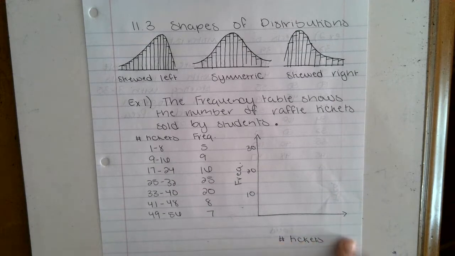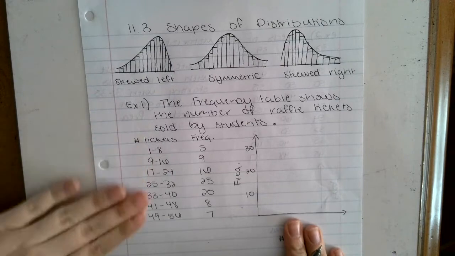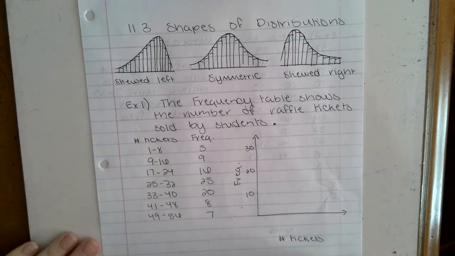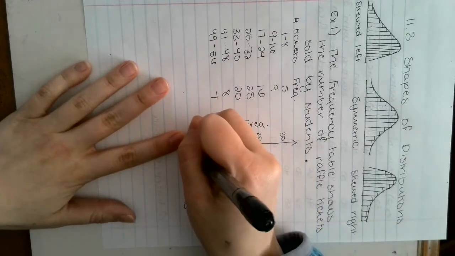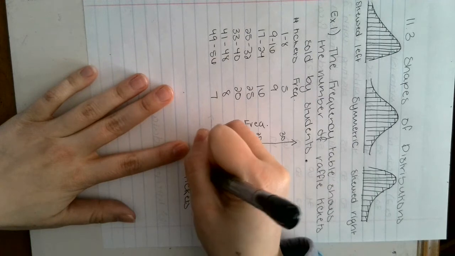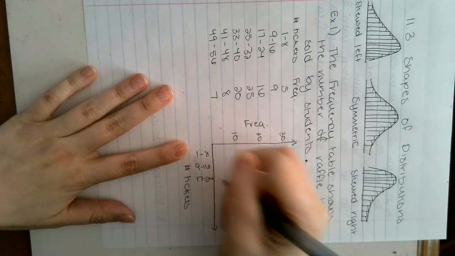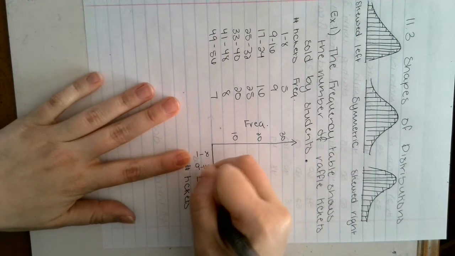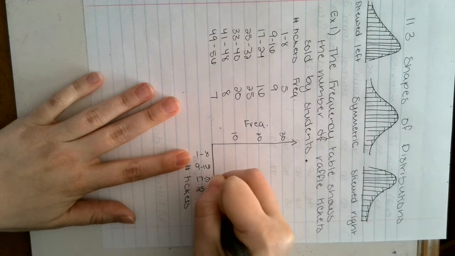And then our number of tickets will be our x-axis. So what I'm going to do is label off different groups using my number of tickets, the categories that they gave here. So I'm going to turn it sideways. First one is 1 to 8, then 9 to 16, 17 to 24, and then you just keep going from there.